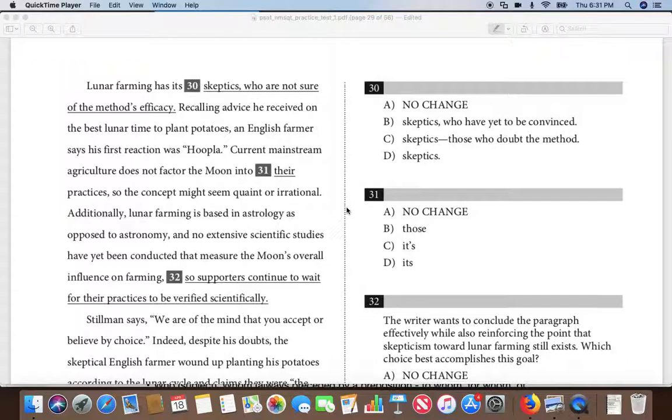Who did the last question? Was that Ava? I think it was. Yeah, okay. So, Caroline, you are up next. Go ahead and just read that next sentence. Lunar farming has its skeptics. Go ahead and read that, please.